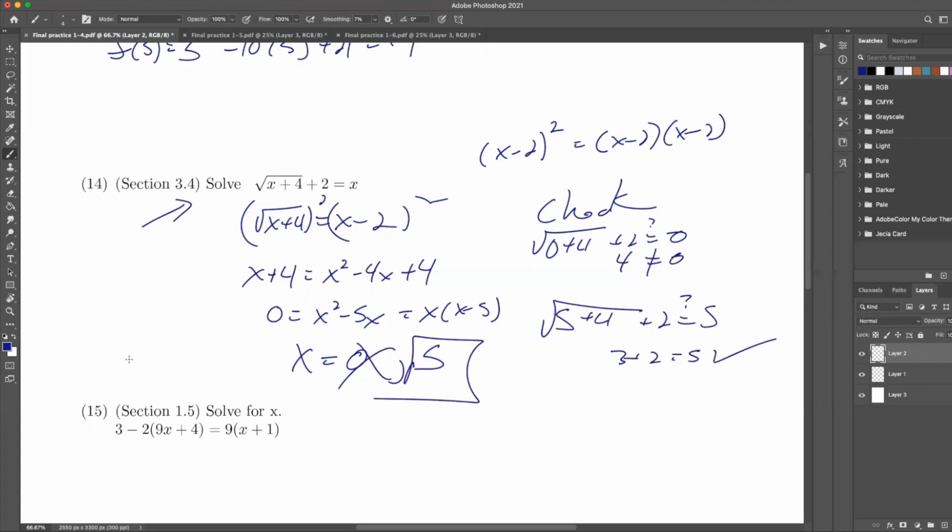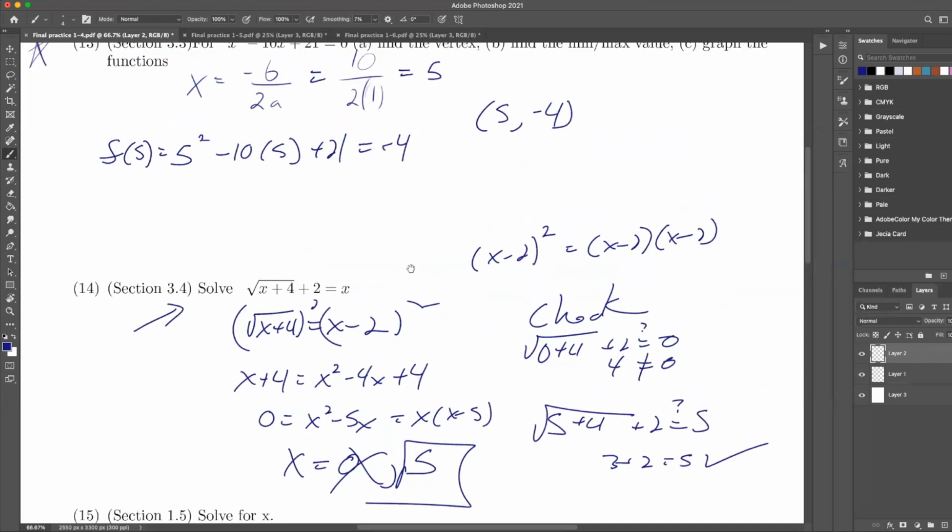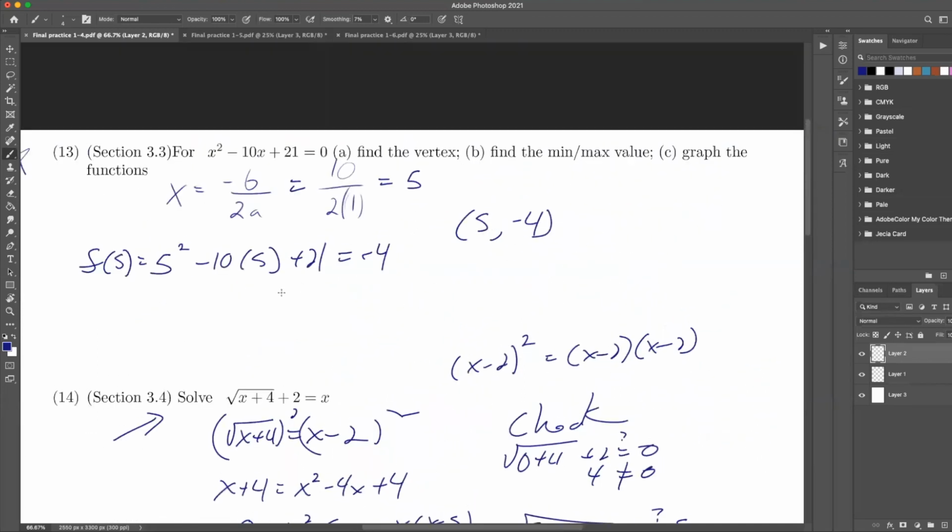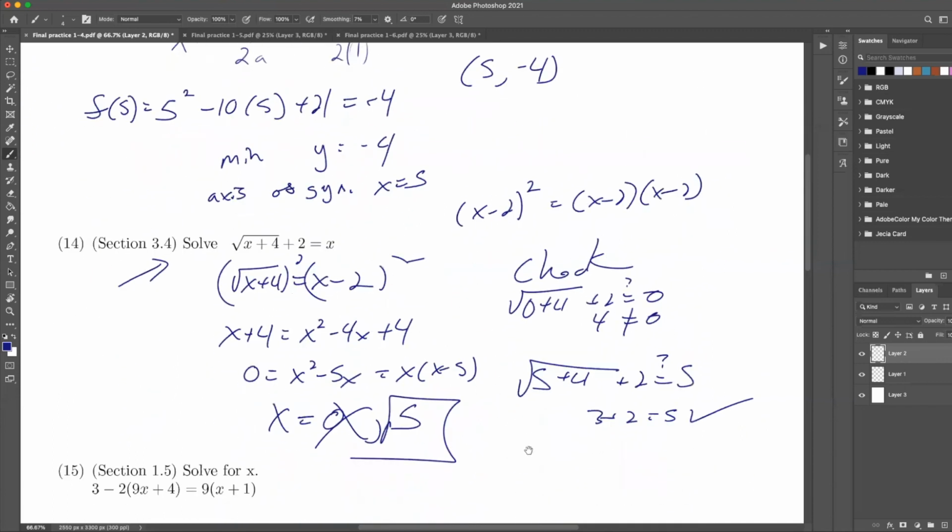What was the minimum value? Oh, so let me go back up to here. So it has a minimum, since this a is positive, right, of y equal to minus 4. Okay. And if it asks for the axis of symmetry, that's going to be x equal to 5. Okay. All right. So that's how you do this one.